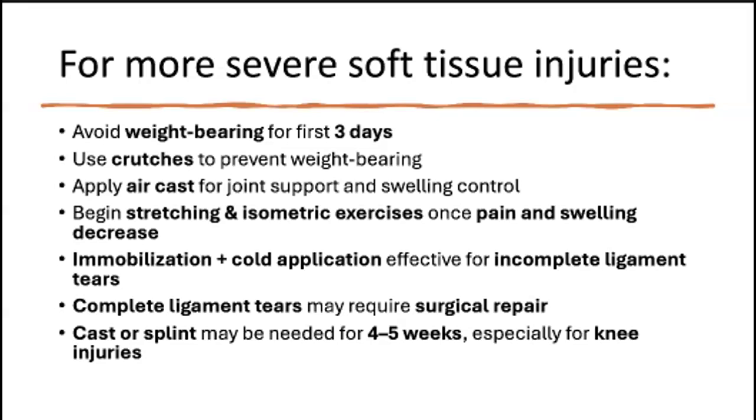Immobilization and cold application are really effective for incomplete ligament tears. If we have a complete ligament rupture, we may require surgery to prevent scar formation and long-term instability. And if we have a cast or a splint, it's usually required for 4 to 5 weeks. We use this a lot with our knee injuries.